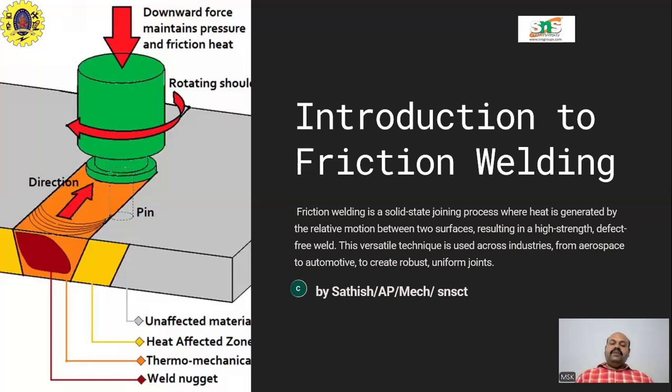The same phenomenon is used here, but when you move a rotating object or tool against the surface, there exists a rotary motion between the surface and the tool, which causes friction. This friction will melt the metal and form a solid joint. This is also used in all the industries like aerospace, construction, automotive, everything.